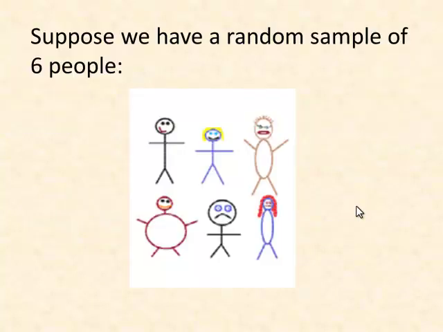So let's look at an example. Suppose we have a random sample of 6 people. Here are our 6 people, and we're measuring some statistic with these people. Maybe the average IQ, or the proportion who voted in the last election, or the correlation between height and weight, or some sample statistic we're computing from this sample of 6 people.